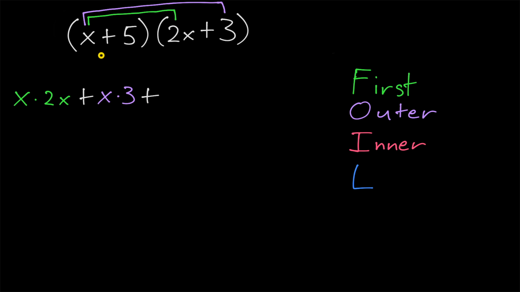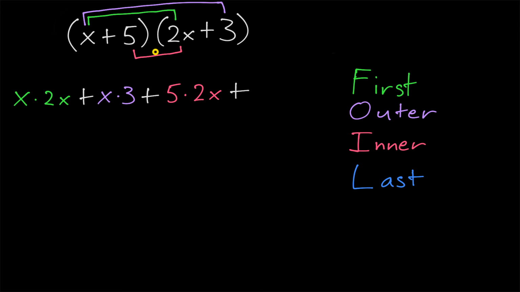And to this, you're going to want to add the inner terms. What are the inner terms in this expression? Well, if x and 3 were the outer terms, the inner terms are going to be the ones that are closest to the center, 5 and 2x. So you're going to want to multiply these two terms together. 5 times 2x.